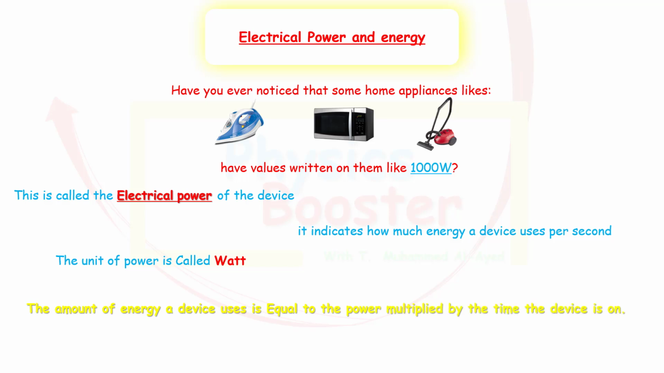Now, the amount of energy a device uses is equal to the power multiplied by the time the device was on. So now you can simply calculate how much energy every home appliance at your house uses by multiplying its power, which is written on the device itself, say 1000 watts, by the time the device was on. So you can calculate exactly how many joules of energy this device used. And always remember that the unit of energy is joules.